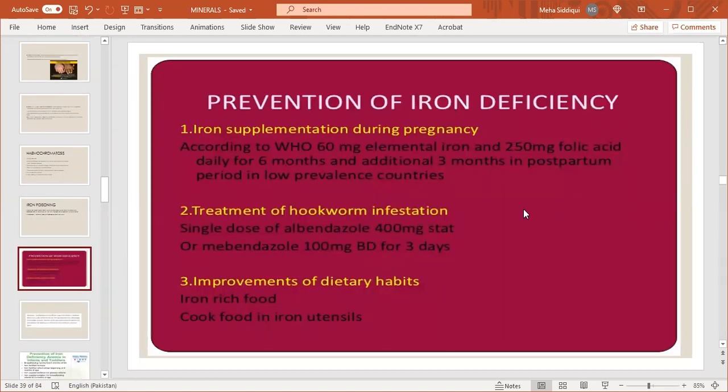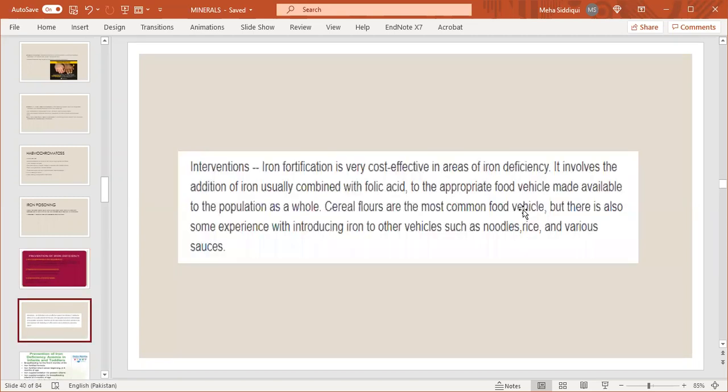Prevention of iron deficiency. There are three ways to prevent. First is iron supplementation during pregnancy. According to WHO, 60 milligram elemental iron and 250 microgram folic acid daily for 6 months and an additional 3 months in the postpartum period in low prevalence countries. Second, treatment of hookworm infestation: a single dose of albendazole 400 milligram stat or mebendazole 100 milligram BD for 3 days. Third, improvement of dietary habits: iron rich food, cook food in iron utensils.